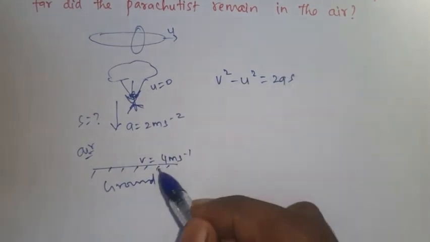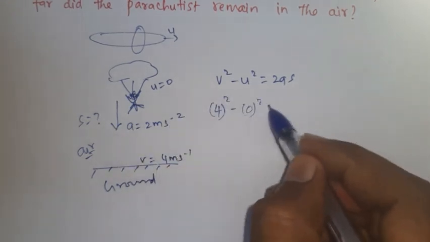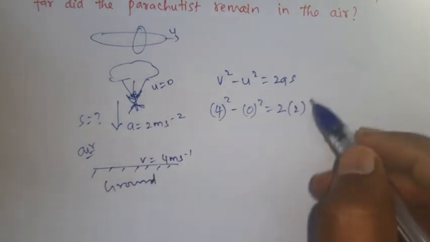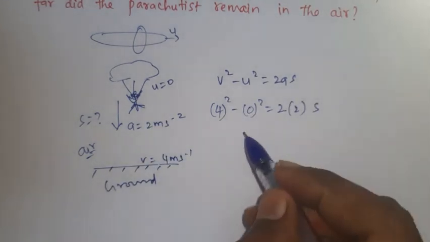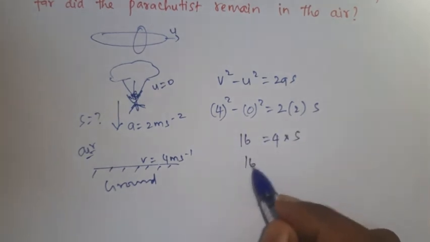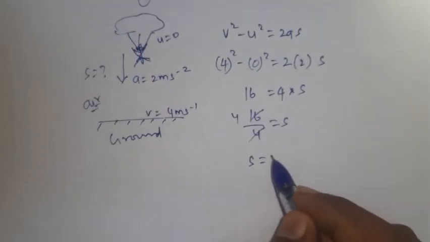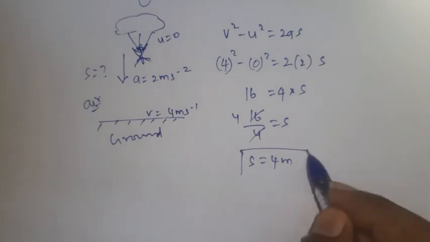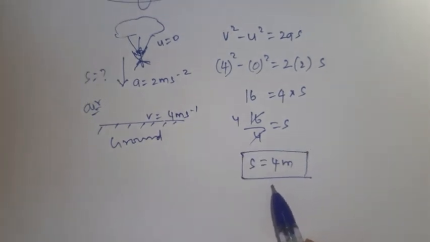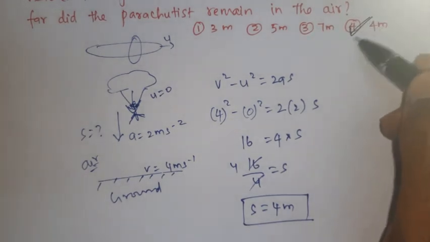V square, that's the final velocity, is 4 whole square, minus u, initial velocity 0, equal to 2 a s. The acceleration of the parachute is 2, then s. 4 square is 16, equal to 2 into 4 into s. 16 by 4 equal to s, then if we cancel we get 4. So s is equal to 4 meter. So the parachute traveled in the air 4 meter. According to this, the fourth one is the right answer, 4 meter.